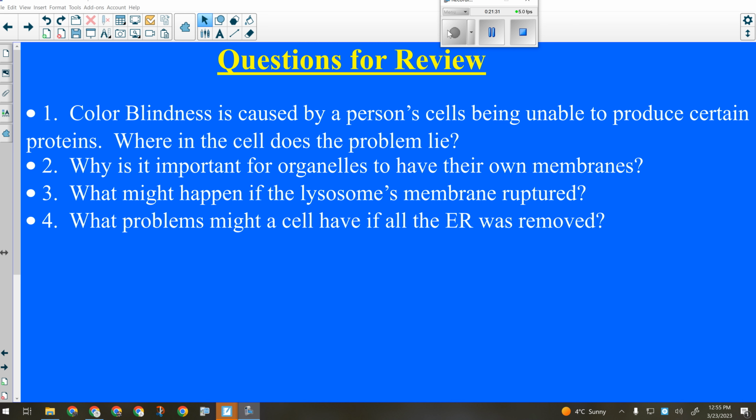Okay, and number 4, what problems might a cell have if all the ER was removed? This is incidentally how I sometimes backhandedly ask, what is the job of this organelle? What would happen if you didn't have any of this? So if you didn't have any rough ER, you wouldn't be able to transport proteins. That's kind of a problem. If you didn't have smooth ER, there'd be a lot of things your cell couldn't do. It wouldn't be able to repair membranes, detoxify poisons, break down complex carbohydrates, or make fat-soluble hormones. Okay? So it would probably die.